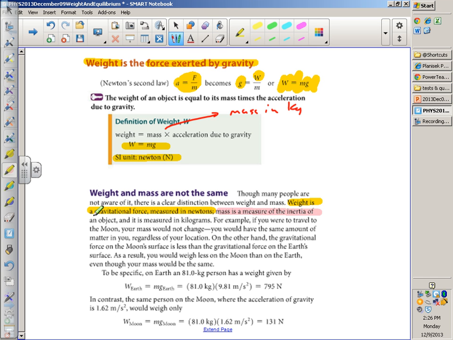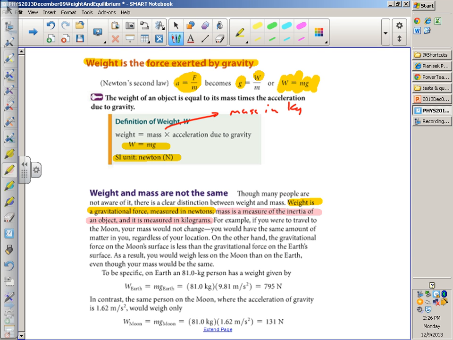But mass is a measure of the inertia of an object and is measured in kilograms. We've talked about inertia in the previous section. We said inertia is that tendency for an object to do whatever it is currently doing. If it's sitting still, it will remain sitting still. If it's moving, it will continue moving, but in a straight line.